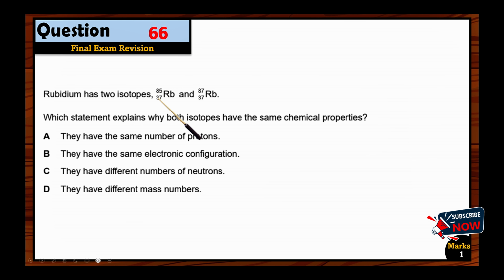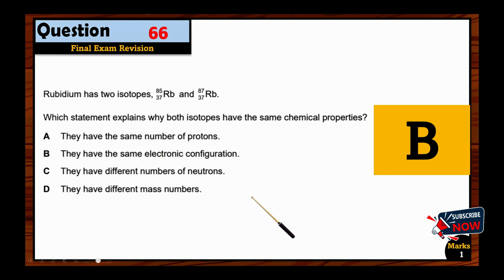Again, rubidium has two isotopes, which is responsible for same chemical properties? Okay, so they have the same electronic configuration, right? Only in this option can we find the word electron. So option B, again, is right.